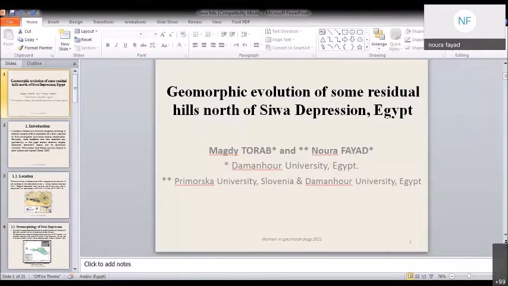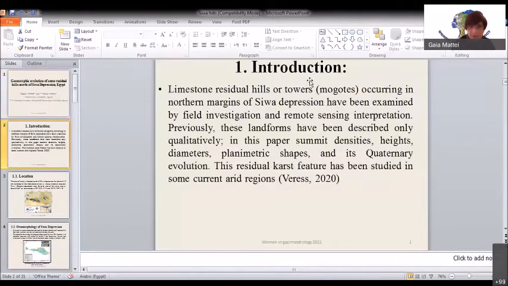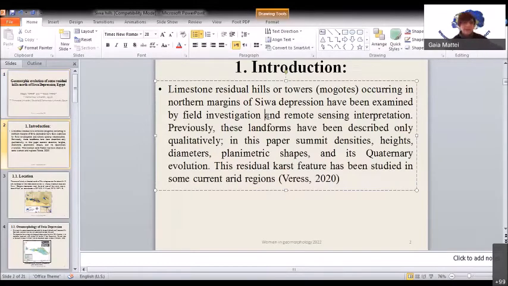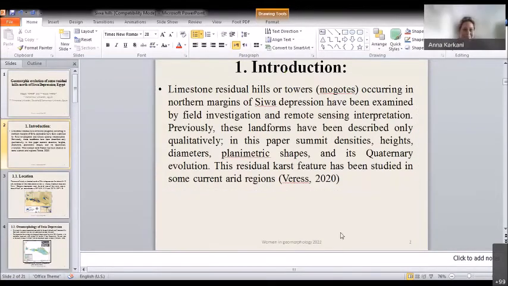Noura, probably it's better if you share all the desktop. Can you see now? No, we're not seeing the different slides. Share all the desktop, not only an application. Okay, does it work now? Yes, okay now.